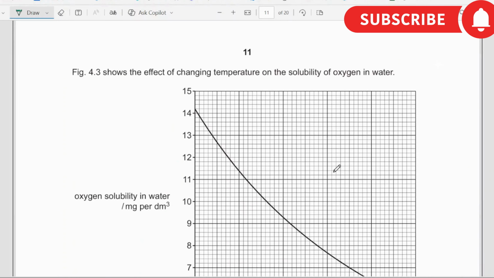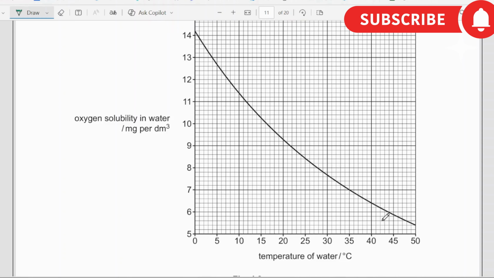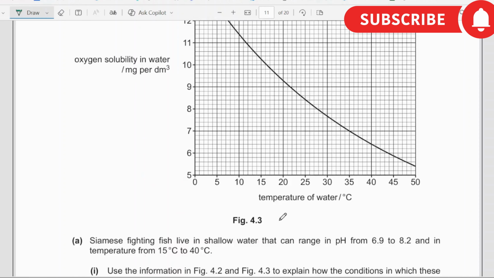Another graph is given. I guess we have done this question. Figure 4.3 shows the effect of changing temperature. If the temperature increases, the oxygen solubility decreases.